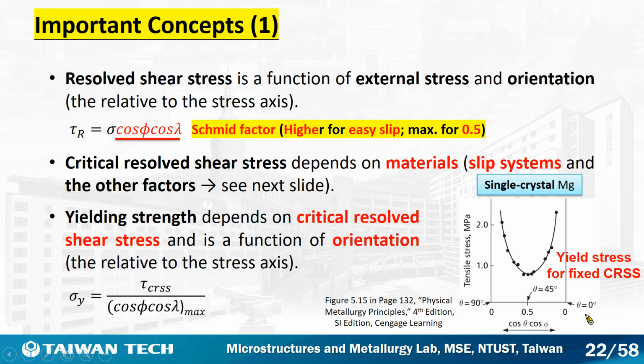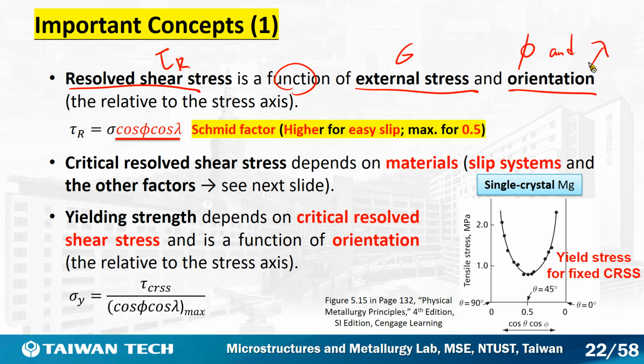Okay, and for the resolved shear stress and critical resolved shear stress, we have some important concepts. The resolved shear stress, tau R, is a function of stress and orientations, phi and lambda. We just use this equation. So you can see that if we try to induce slip, we can try to increase the stress, or if the orientation matches, it may be easy to induce slip.